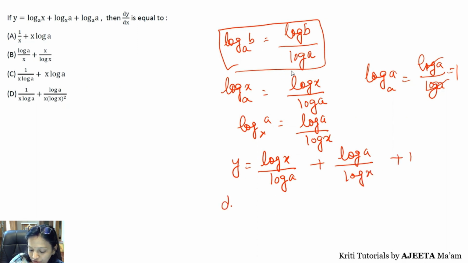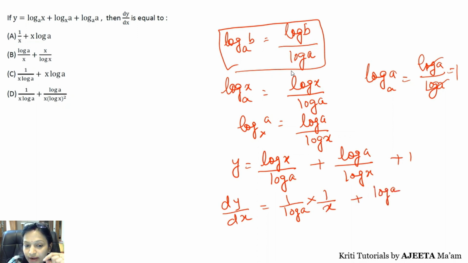Now I have to differentiate it with respect to x. Now 1 upon log a is constant, right? And what is the derivative of log x? 1 upon x. Log a is constant again, correct? Now what will be the derivative of 1 upon log x? Just check everyone. 1 upon log x का derivative आप कैसे निकालेंगे? Yes, tell me. Log a upon log x.